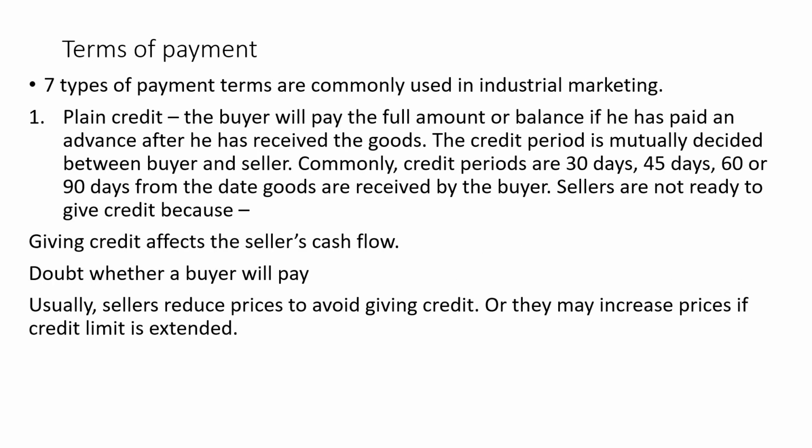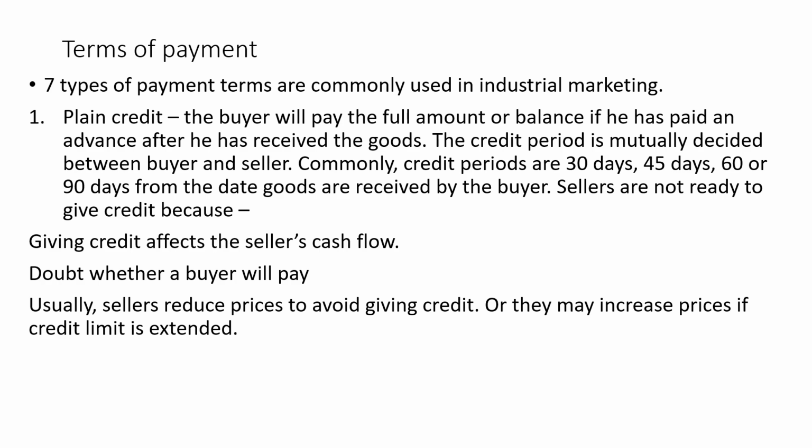Terms of payment. There are 7 types of payment terms which is commonly used in industrial marketing. One is plain credit. Plain credit means the buyer will pay the full amount after he receives the goods, or he will pay the balance amount. If he has paid an advance, he will pay the balance amount once he receives the goods. So that is known as plain credit. This is one form of payment in industrial market.